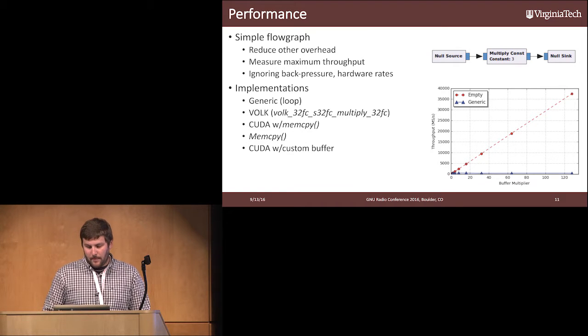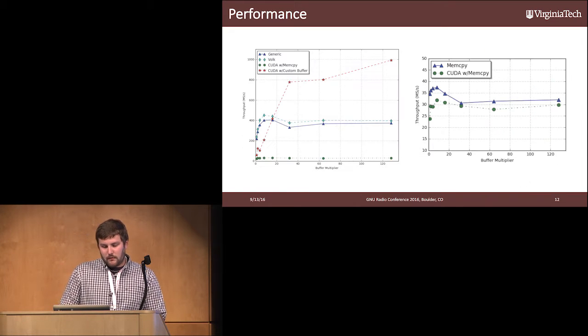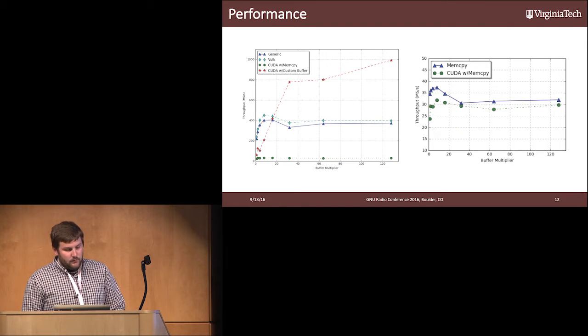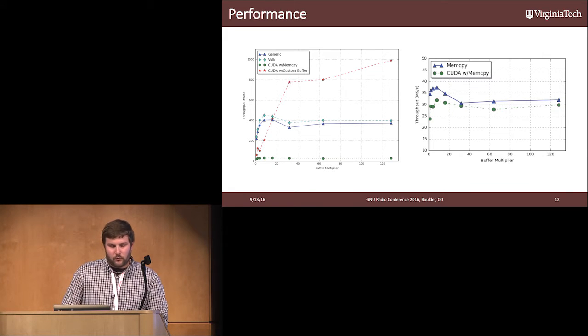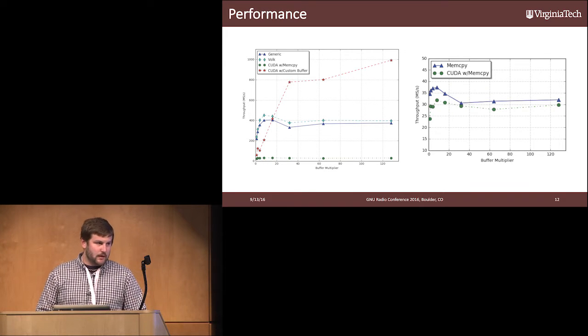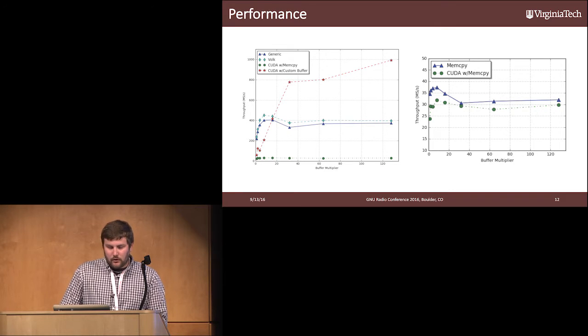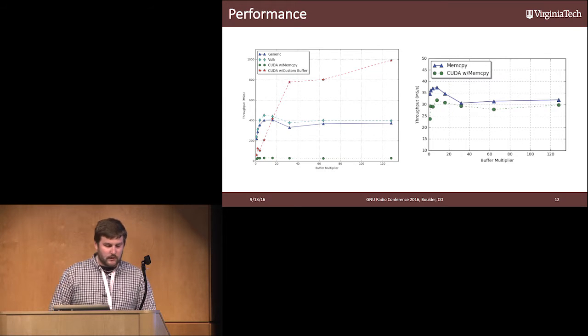So to compare the different implementations, here we have a plot on the left. The 2 in the middle are the generic implementation and the Volk implementation. And the Volk implementation gave anywhere from a 20 to 50 megasample per second increase in performance and maximum throughput over the generic implementation. But both of them maxed out close to about 450 megasamples per second, even with the increasing buffer sizes.